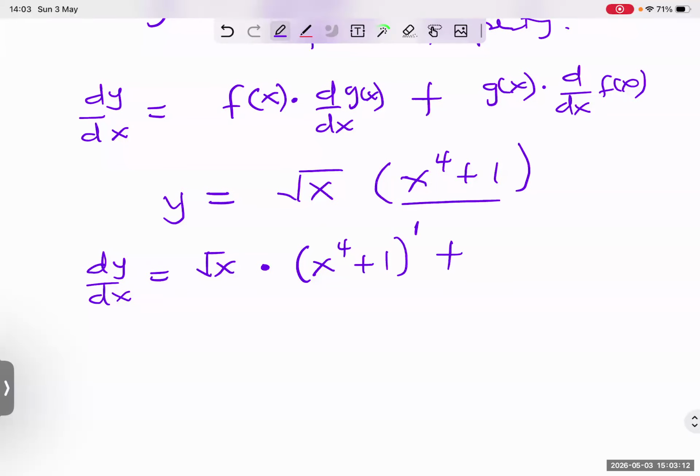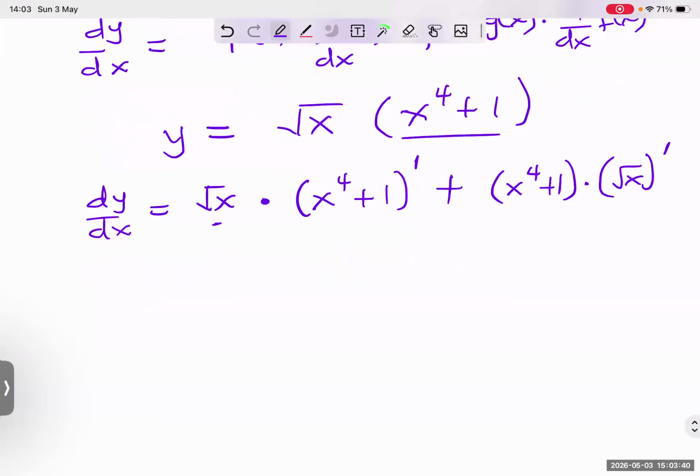Plus, since in the first part we kept the first function constant, in the second part we are going to differentiate that function and keep the second function constant. So I'll have x^4 + 1. I'm going to keep this constant. But what I'm going to differentiate is the function that I kept constant in the first part. So root of x, I'm going to differentiate that. So I'm going to put a prime on top.